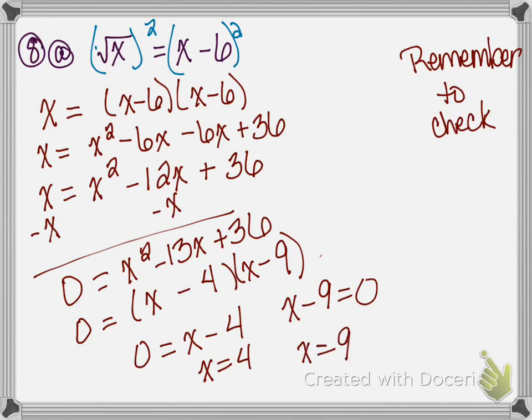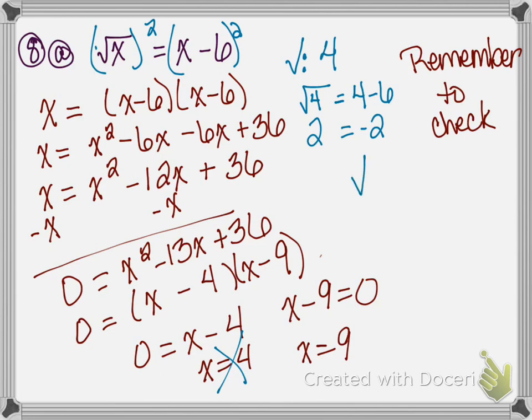But remember, we have to check them. So the first one I'm going to check is 4. So I'm checking x equals 4 first. So I have the square root of 4 equals 4 minus 6. 4 minus 6 is -2. And the square root of 4 is 2. So 4 does not work. You have to mark that out. You've got to throw it out. Now let's check 9. So I have the square root of 9 equals 9 minus 6. Square root of 9 is 3, and 9 minus 6 is 3. So this one works. The only answer to 8a is 9.